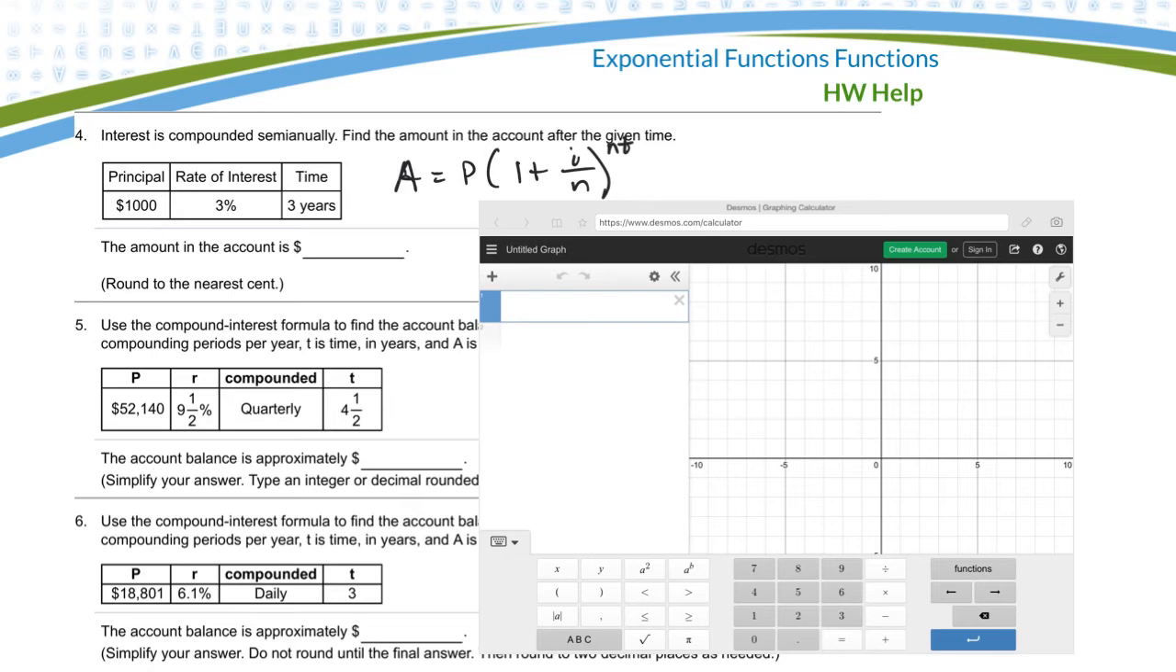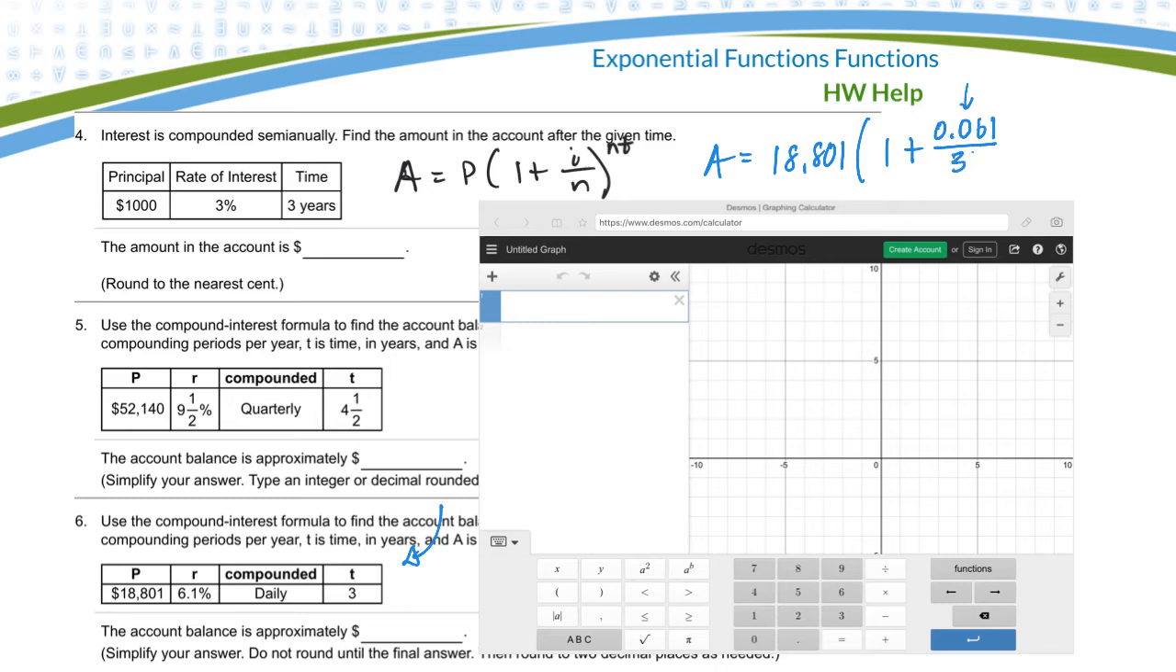They give it to you in a table. All of them are in a table. I'll just show you how to do number 6, but they're all the same kind of thing. So it would be A is equal to the principal, 18,801, 1 plus the interest rate, 6.1%, 0.061. A lot of people forget that 0 in. Careful with that. Over compounded how many times a year?